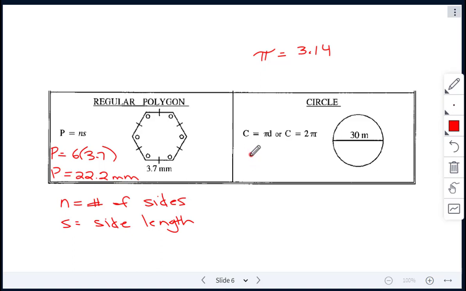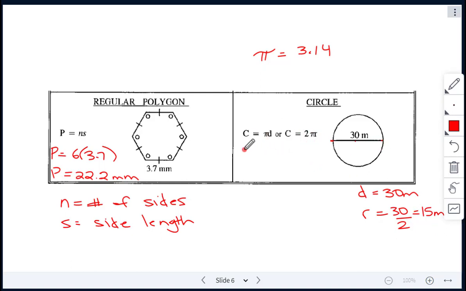All right, so C equals pi d or 2 pi r. Just recall, diameter is from one end of the circle through the center to the other end of the circle. In this case, the diameter is 30 meters. The radius would be half the diameter, so 30 divided by 2, which would be 15 meters.